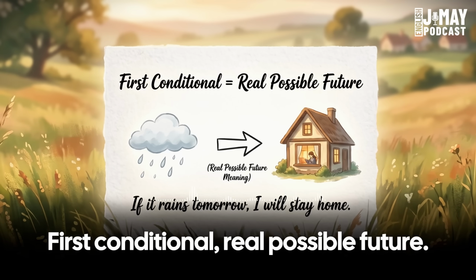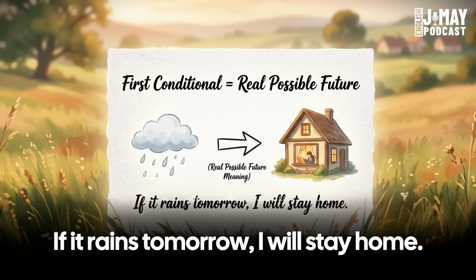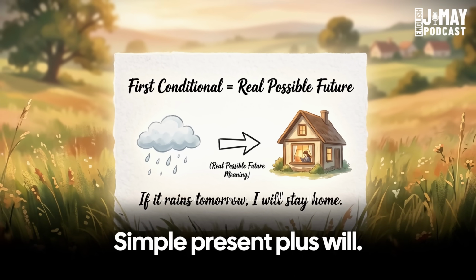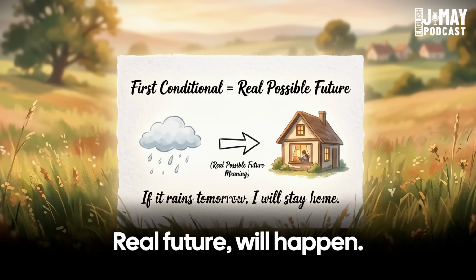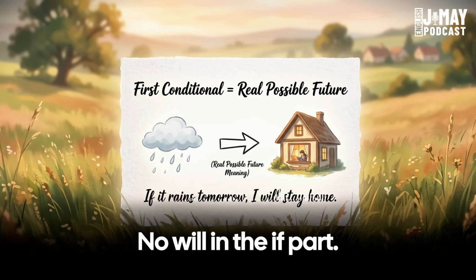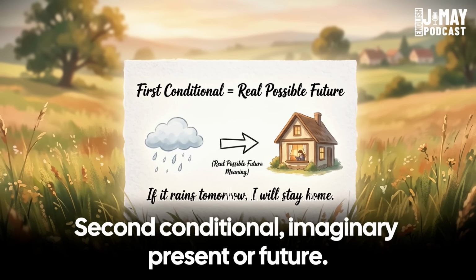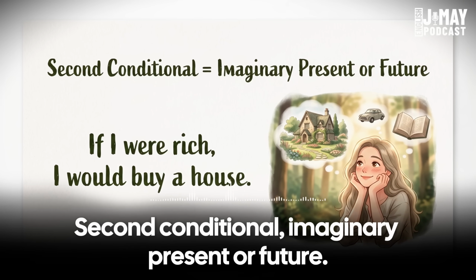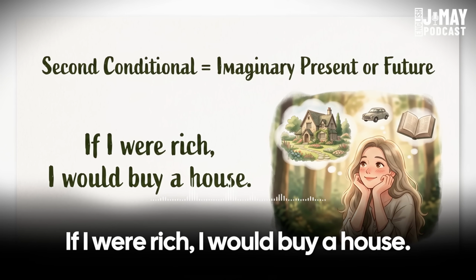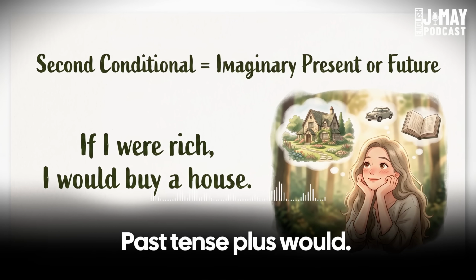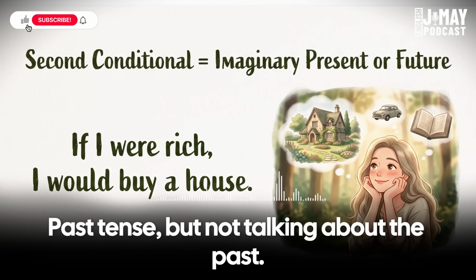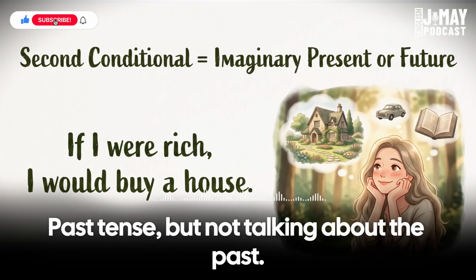First conditional, real possible future. If it rains tomorrow, I will stay home. Simple present plus will. Real future. Will happen. No will in the if part. Second conditional, imaginary present or future. If I were rich, I would buy a house. Past tense plus would. Daydream mode. Past tense, but not talking about the past.